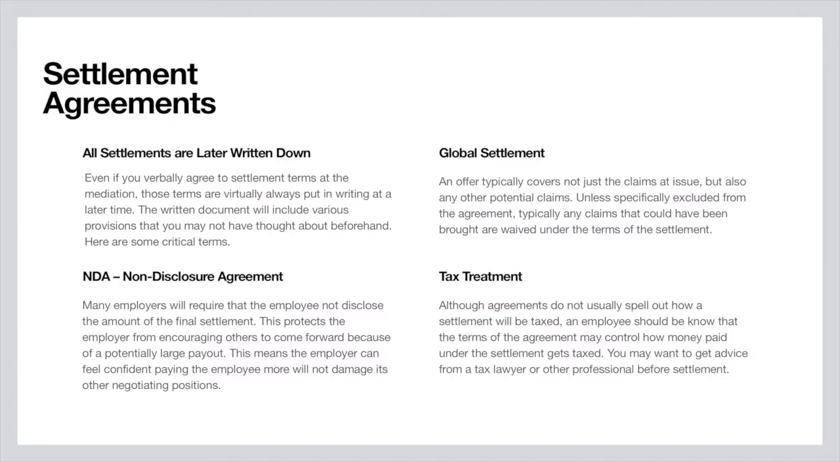Finally, there's the tax treatment of any settlement funds. An employee needs to know that certain parts of it, and possibly all of it, may be taxed.